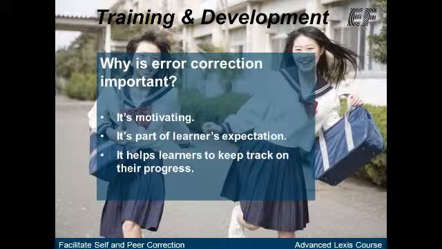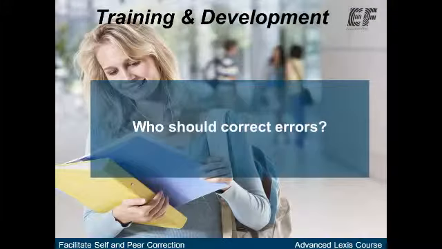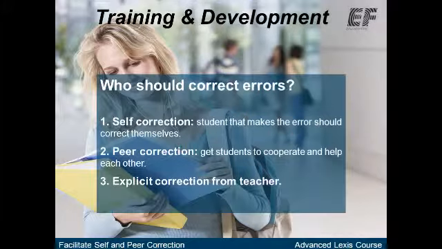As teachers, we face the challenge in deciding what, how, and when to correct errors. When thinking about different strategies to correct, we also need to think about who will correct the error. Should the teacher always be the first one to correct errors? Ideally, the student that makes the error should correct themselves. If not, get students to cooperate in peer correction. The last choice is explicit correction from the teacher.